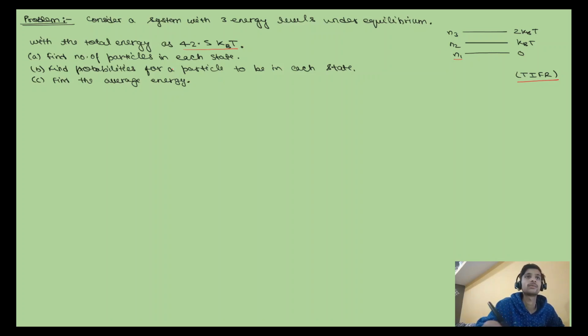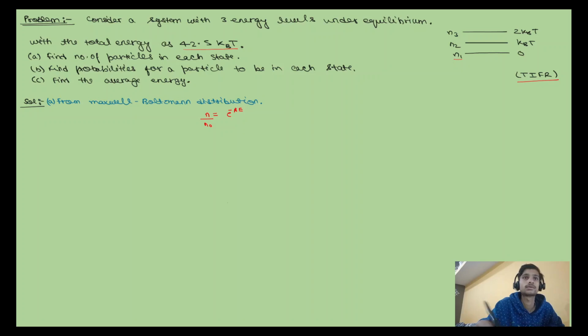And find the probability for the particles to be in each state, and then find the average energy of this system. Okay. Now let's try to approach this thing. So we will be solving this number of particles in each state from Maxwell-Boltzmann distribution. So what is a Maxwell-Boltzmann distribution? It states that the ratio of particles in two states is given by e raised to power minus beta e, where this e is the gap between the energy levels.